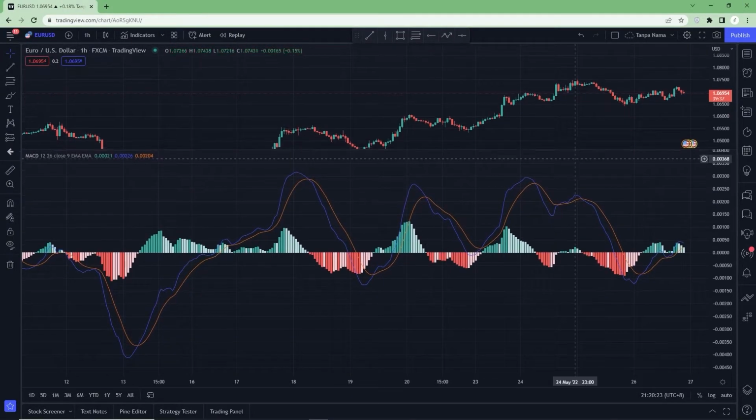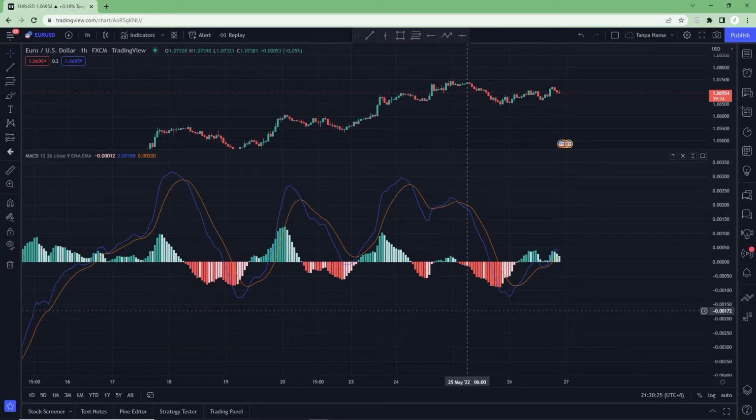Now you can see the MACD indicator on the bottom of your chart. You can see the MACD has 2 lines: the blue line, which we call the MACD line, and the orange line, which we call the signal line.